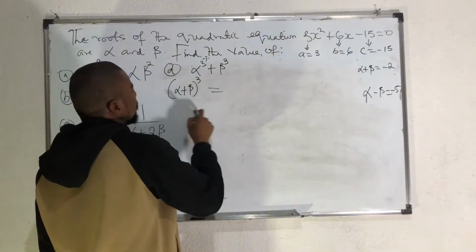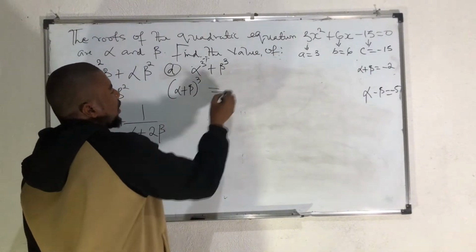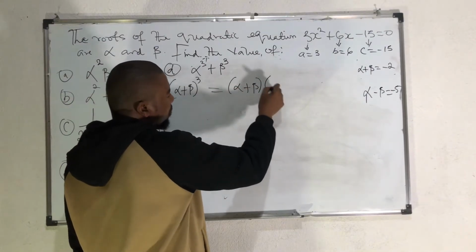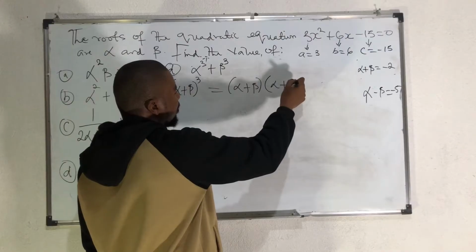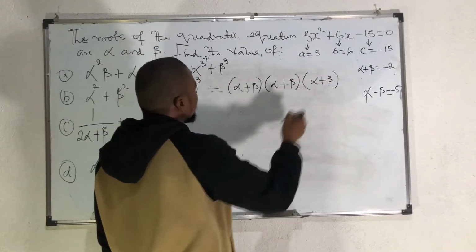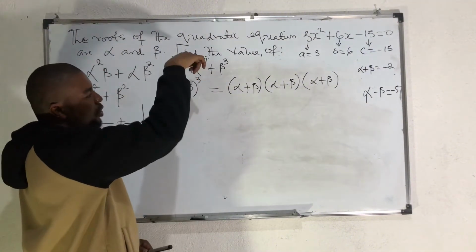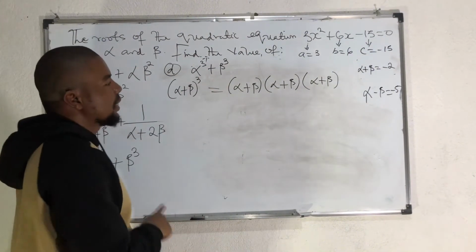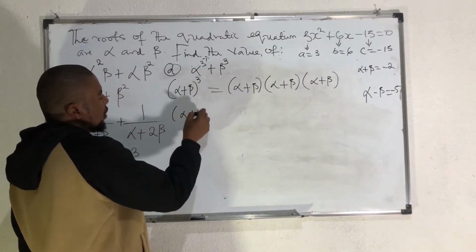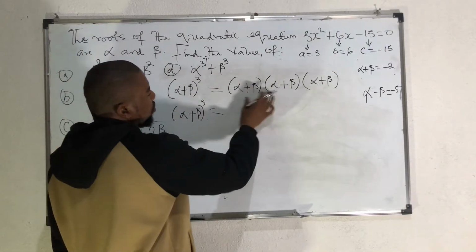This is equal to, let's now expand. Remember that this multiplies itself 3 times. Okay, we have alpha plus beta multiplied by alpha plus beta, multiplied again by alpha plus beta. Okay, this is what we are looking for. We just make it the subject whenever we find it and simplify whatever is remaining. Right here we have alpha plus beta to the power of 3 is equal to, I'm going to take these 2 first.